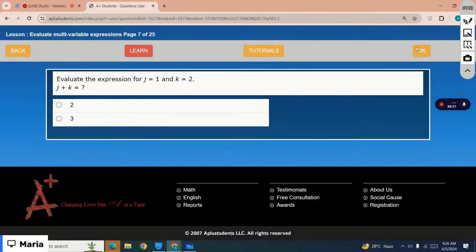Evaluate the expression for j equals 1 and k equals 2. Which is the correct option? Yes, that is 2 plus 1. The correct option is 3.